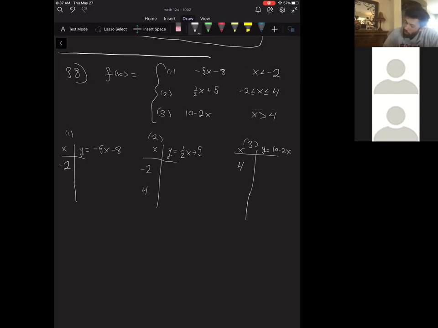And remember, for lines we need 2 points for each table. The middle one already has 2 points, so we don't need to add any more points there. We're going to need to add 1 more point for this equation. Let's move this 3 above. And then we're going to have to add 1 more point to this equation over here.